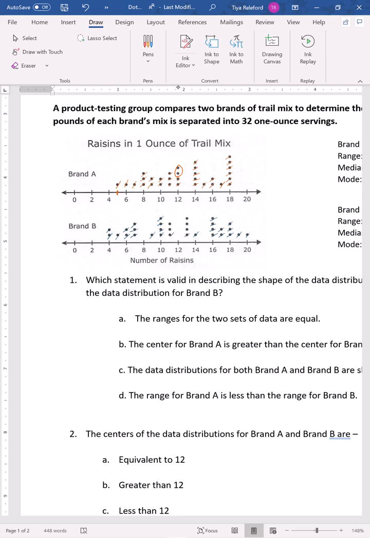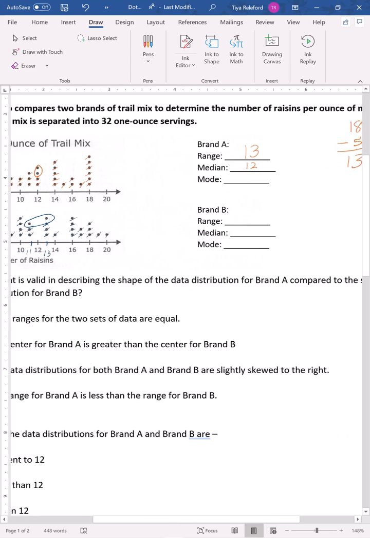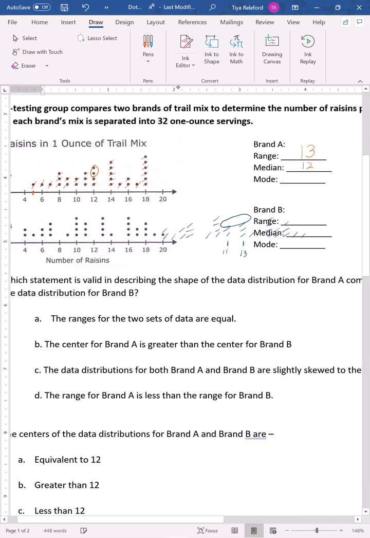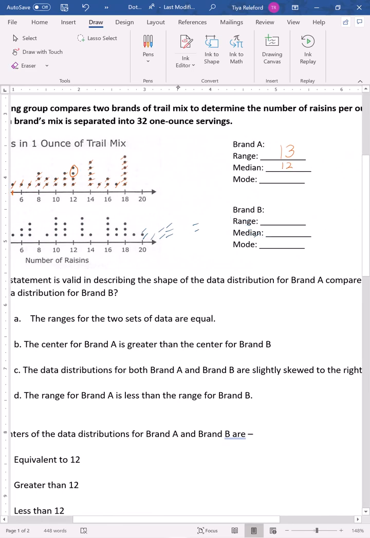Now what happens with brand B is you end up with 2 dots, but they're spread apart. 1 dot is on 11 and 1 dot is on 13. So you have to decide what is in between 11 and 13. 12. So the median for brand B is 12. It is a-okay that our medians are the same.